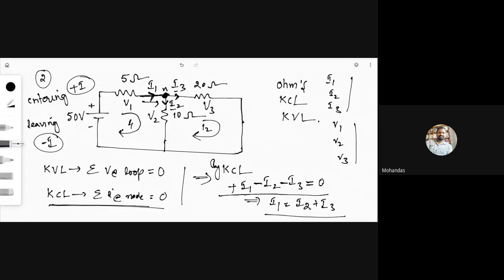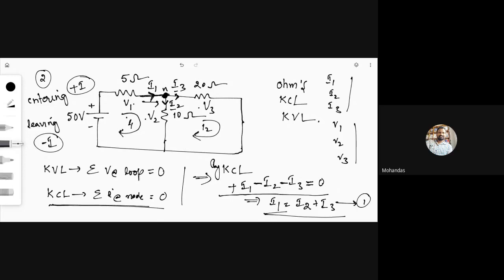So this is the equation: I1 equal to I2 plus I3. Let us say this is equation number 1. With this equation, we have to calculate the voltages V1, V2 and V3 here, by writing the KVL.